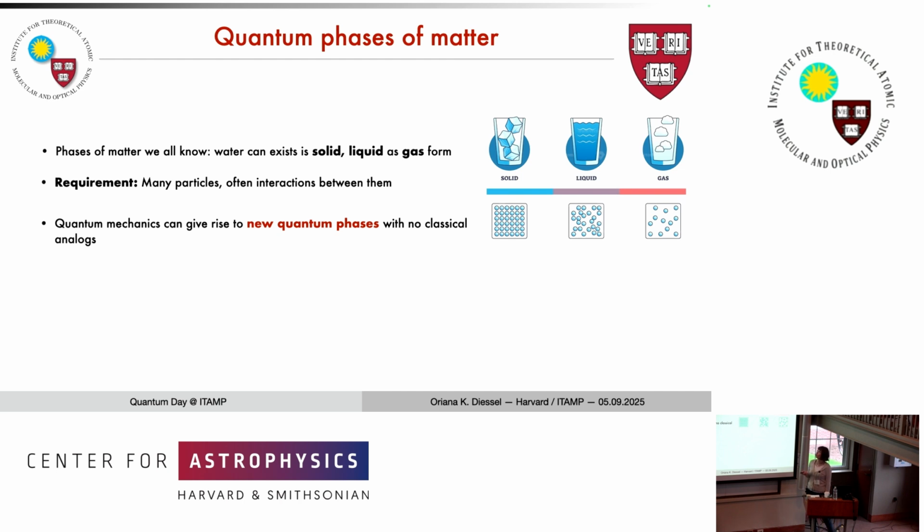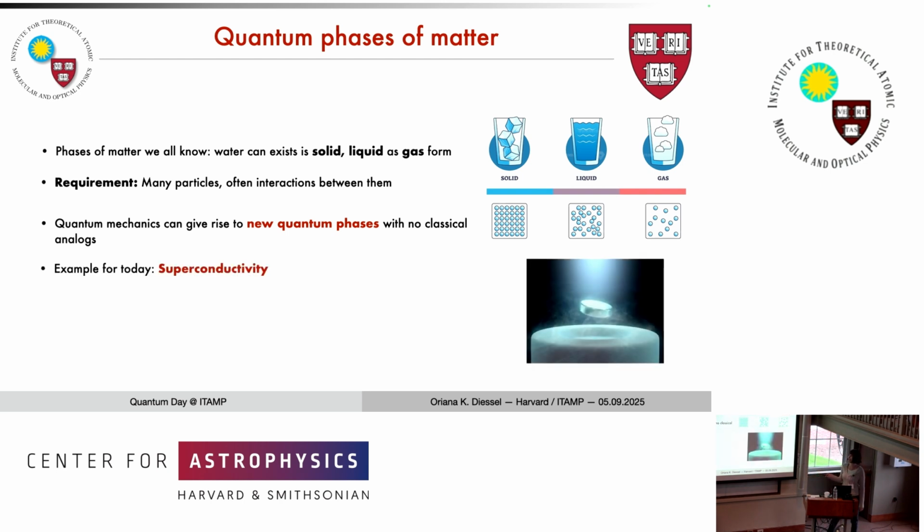Even water consists of water molecules that are quantum objects, right, that obey quantum rules. But the phases of matter here are actually classical, so they are well described by classical physics. This raises the question of whether there are also new quantum phases of matter, where quantum mechanics really gives rise to these phases, and you see quantum mechanics on a macroscopic scale, so to say. And the answer is yes, of course, otherwise there would be no lecture.